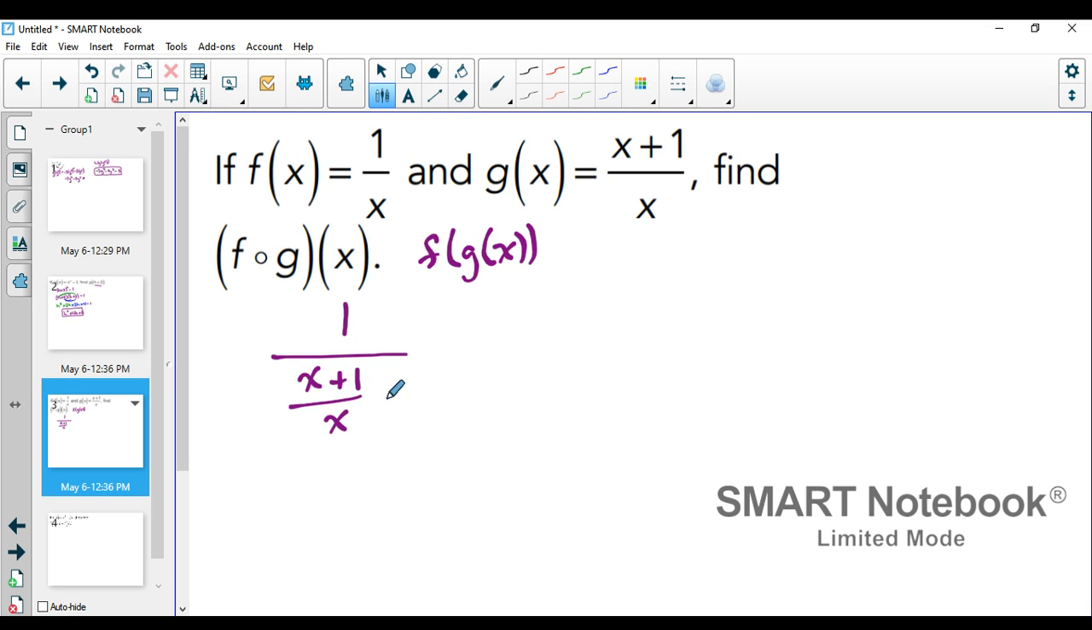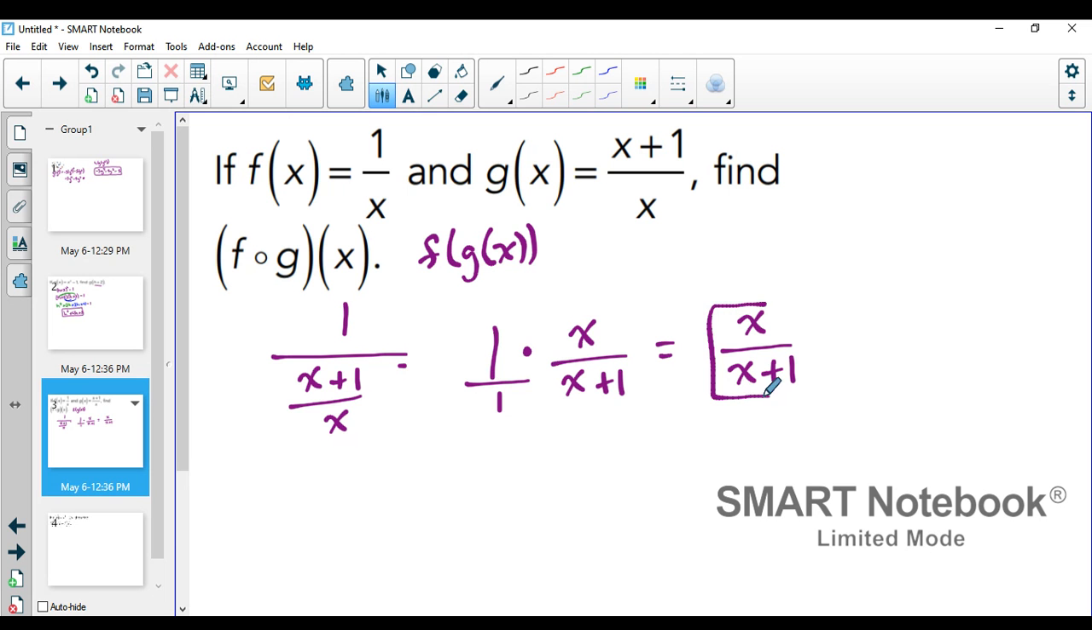And this is not an acceptable way to write a fraction. We can't have a fraction within a fraction. So to get rid of that, we're going to do basically keep, change, flip. So you're keeping the denominator as 1. You're changing division to multiplication, and then you're flipping this over so that it's x over x plus 1. And then when you're doing that, you're essentially doing 1 over 1 times x over x plus 1, which when you do that, we're left with just x over x plus 1. So then f of g of x is just x over x plus 1.